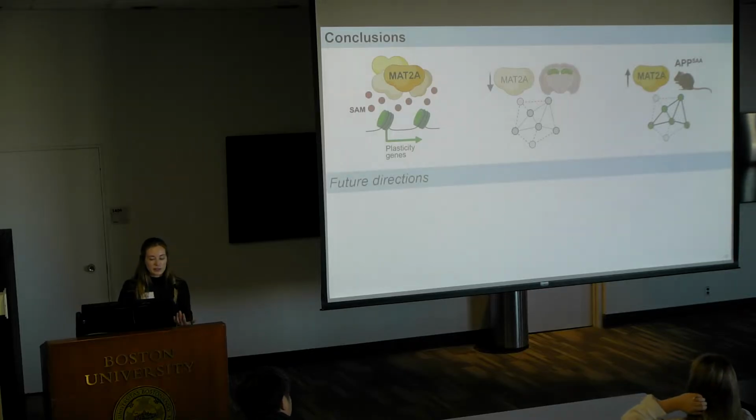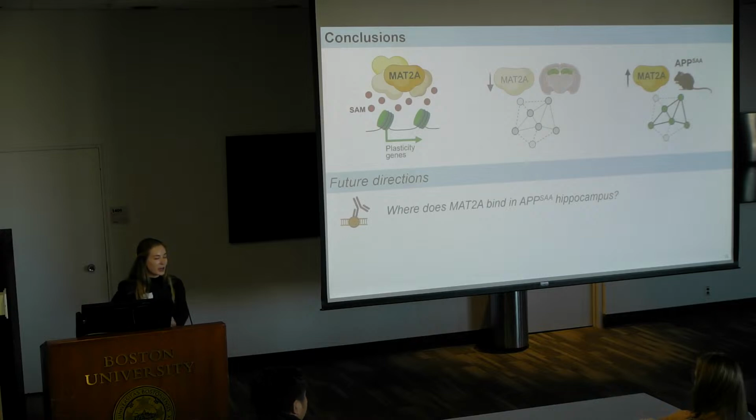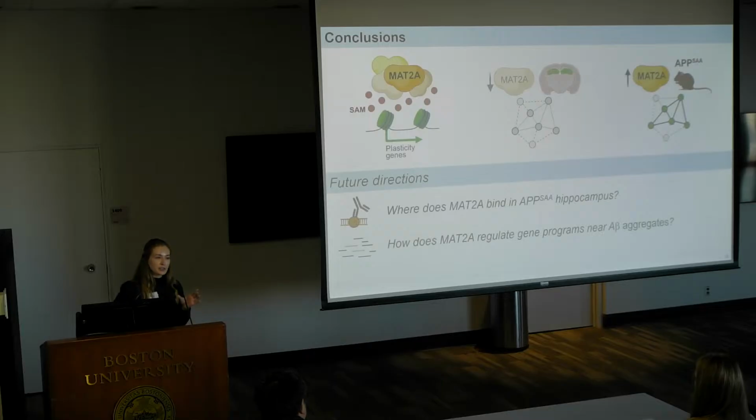For some future directions, we're currently analyzing some MAT2A ChIP data from this mouse model to map MAT2A genome binding. I have plans to use spatial transcriptomics to test how MAT2A regulates gene programs in direct spatial proximity to amyloid aggregates. And I also want to know if SAM supplementation can rescue molecular deficits, mostly those gene expression readouts.